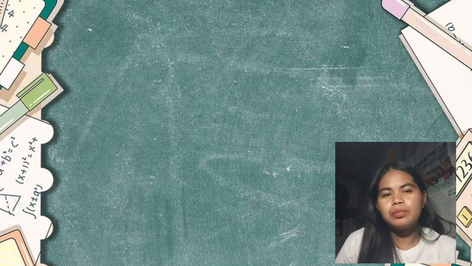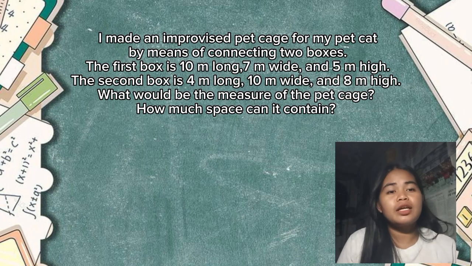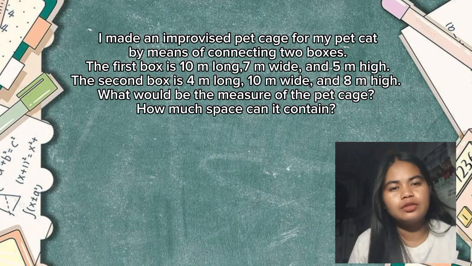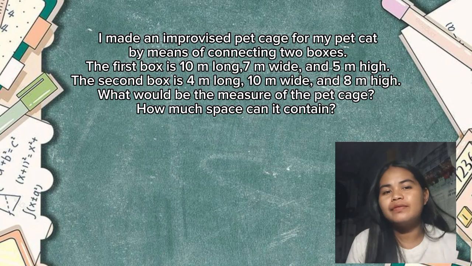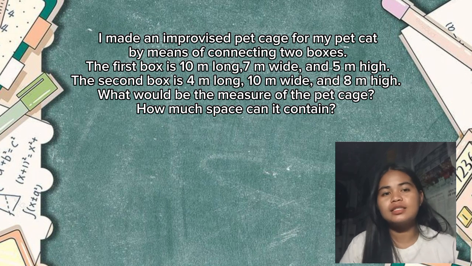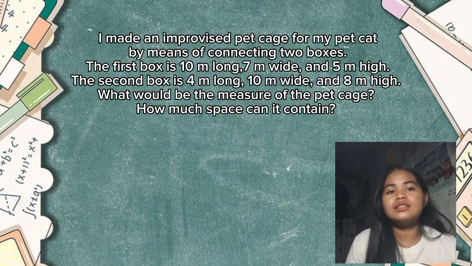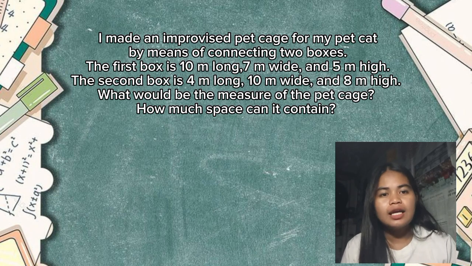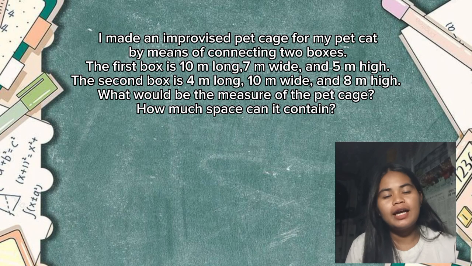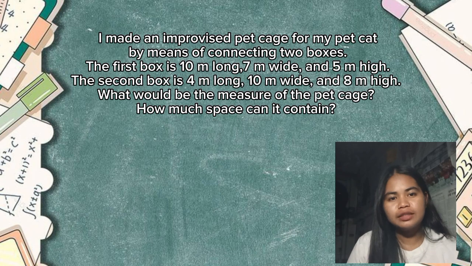Here are some examples in order for us to understand more about our lesson. So here is the example, guys. I made an improvised pet cage for my pet cat by means of connecting two boxes. The first box is 10 meters long, 7 meters wide, and 5 meters high. The second box is 4 meters long, 10 meters wide, and 8 meters high. What would be the measure of the pet cage? How much space can it contain?